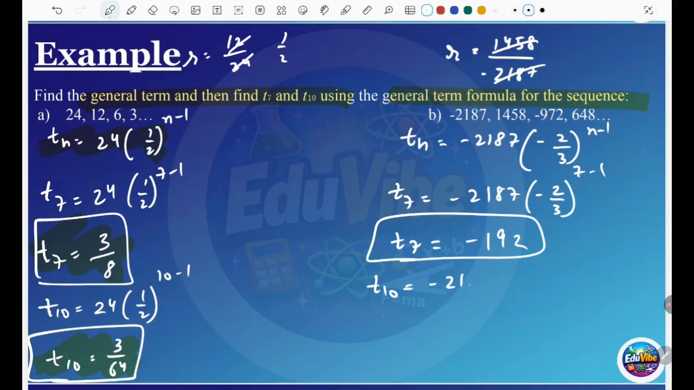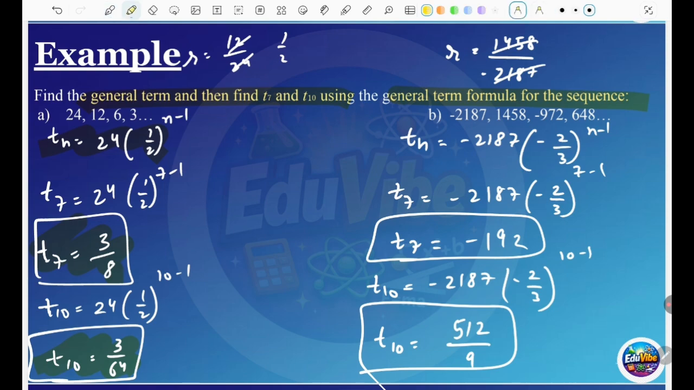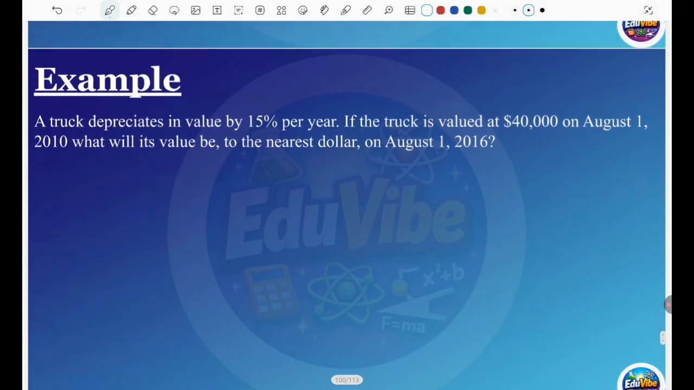For the 10th term, do the same thing. Put n is equal to 10. When you solve this, you get 512 divided by 9. This is your 7th term, this is your 10th term, and this is your general term. So that's how the sums work. You have to find the general term, then the value which they stated. Same thing, but different formulas, different concepts. So let's move on to the next one.